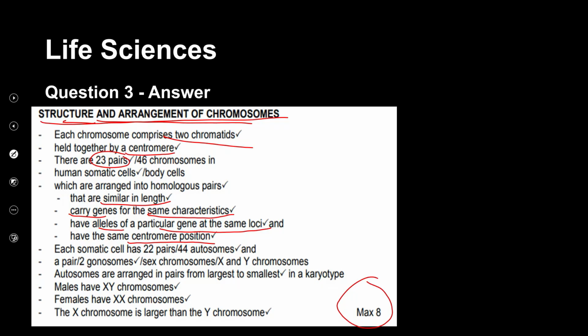We also need to recognize that each somatic cell has 22 pairs of autosomes and a pair of gonosomes, which are the X and Y chromosomes. Autosomes are arranged in pairs from the largest to the smallest. We need to talk about males having an XY chromosome pair, which determines the gender of males, and females having 2 X chromosomes. We also need to recognize that the X chromosome is a larger chromosome and the Y chromosome is significantly smaller.